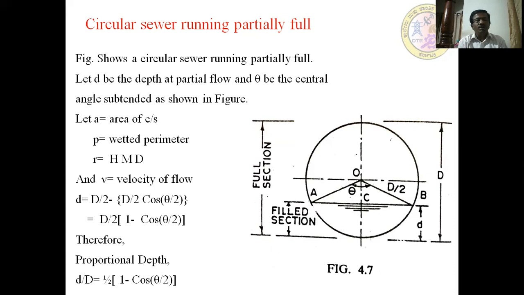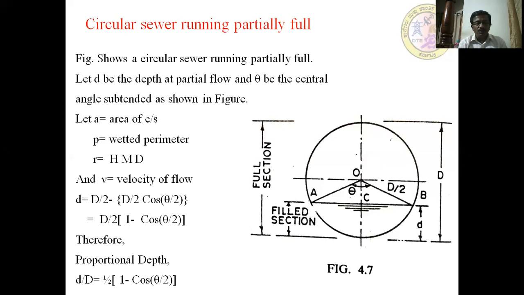So the figure shows a circular sewer running partially full. Let d be the depth of the partial flow and theta the central angle subtended as shown in the figure, which I have explained earlier. Let small a be the area of cross-section. Small alphabet stands for partial and capital alphabet stands for the running full condition. Small p means wetted perimeter, that is A to B, and small r is the hydraulic mean depth for partial flow. Small v is the velocity of flow in the pipeline for partial flow.